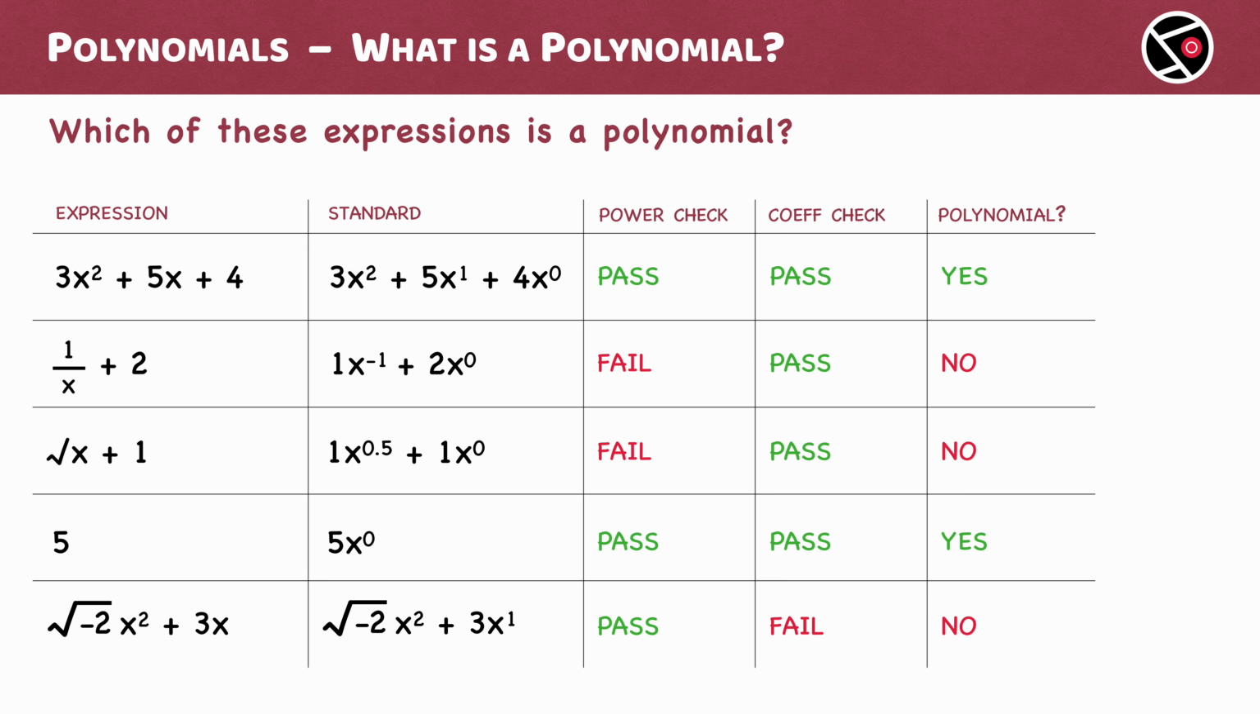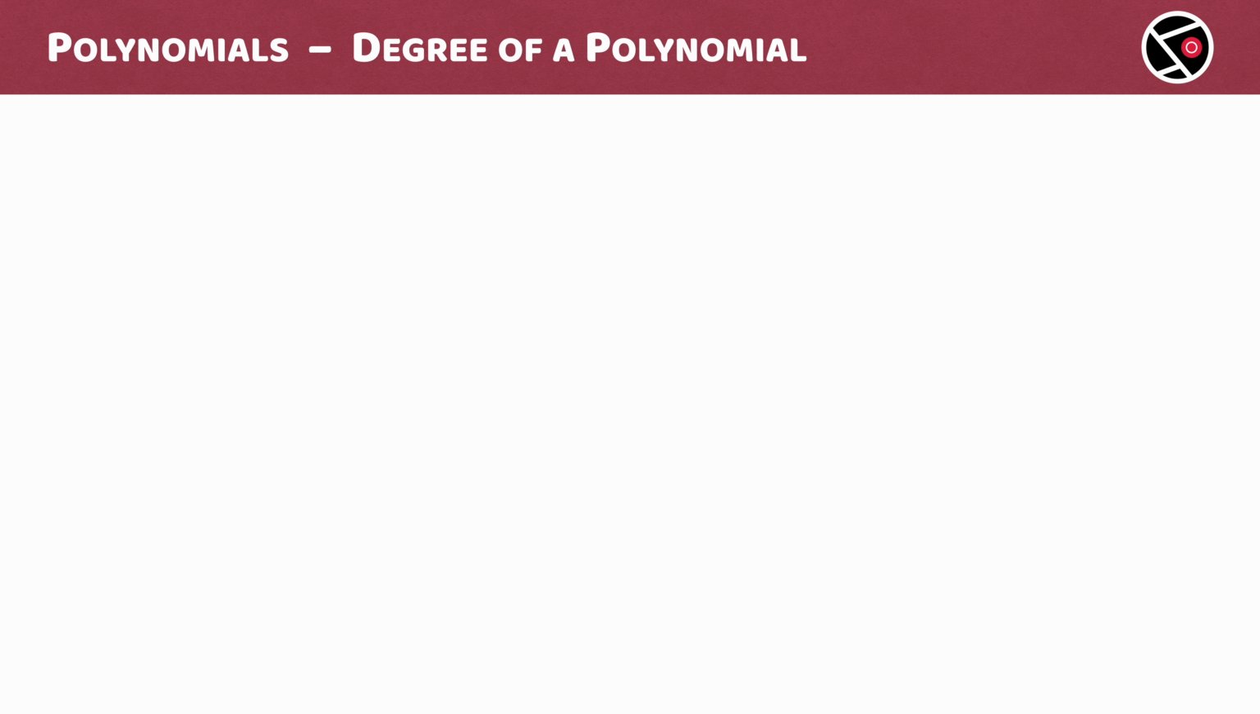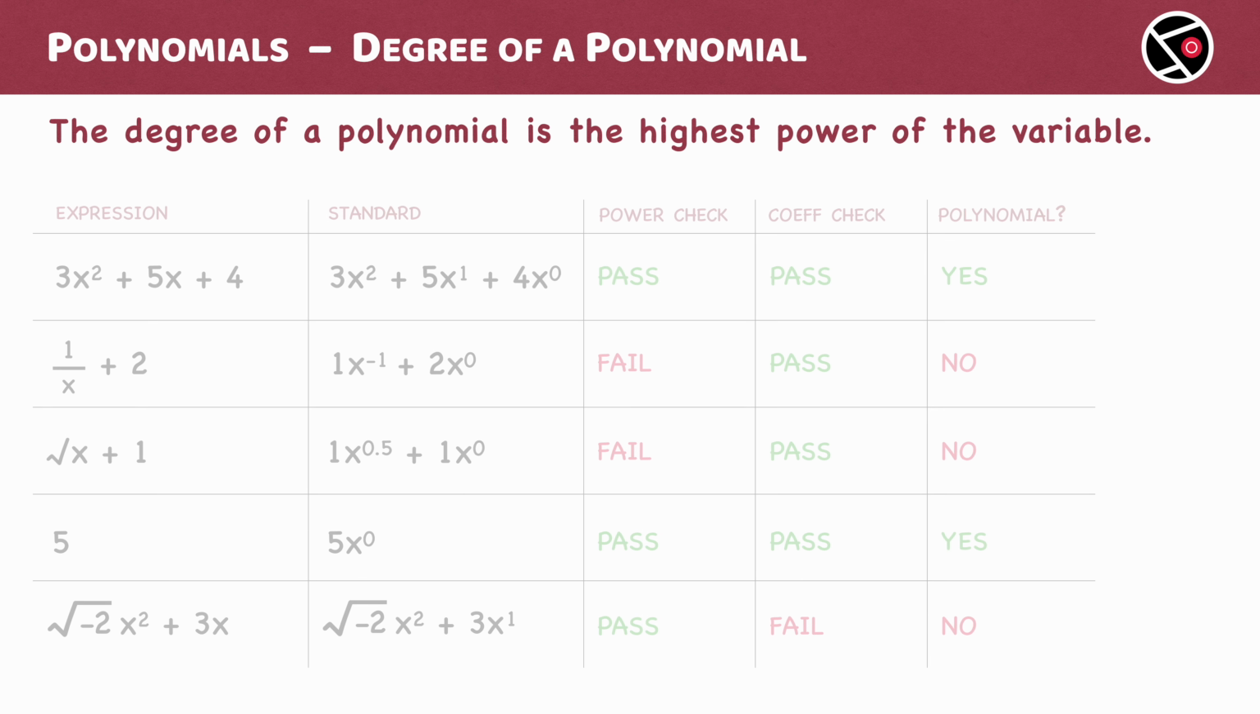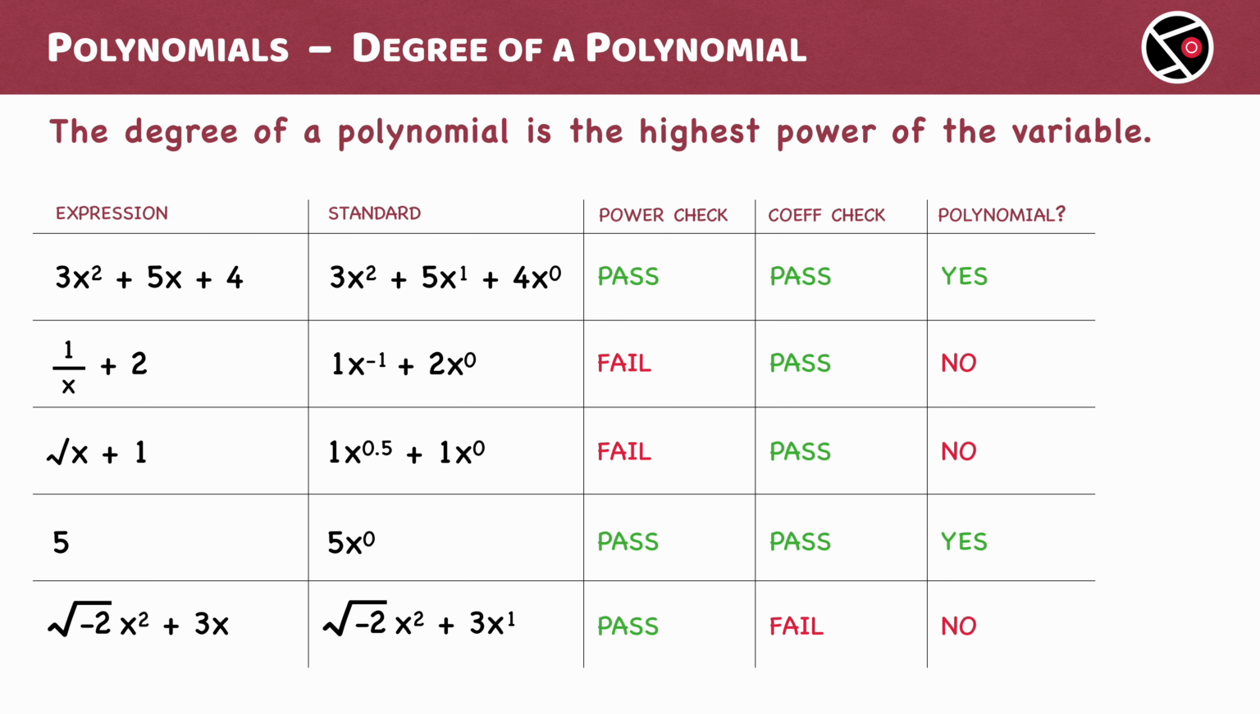With this, let us move to another very important concept in polynomials, the degree of a polynomial. The degree of a polynomial is the highest power of the variable in the polynomial. Let me explain this using our example expressions. First, I'll remove the expressions that are not polynomials.